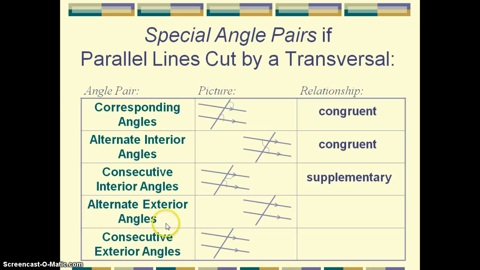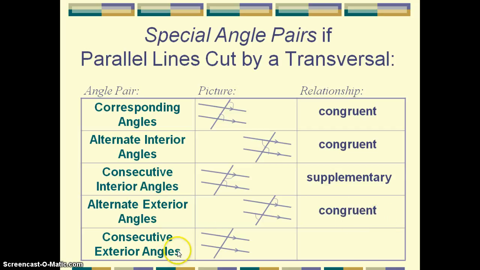Alternate exterior angles. These angles are going to be on opposite sides of the transversal and on the outside of the parallel lines. The relationship between these angles is that they are congruent.